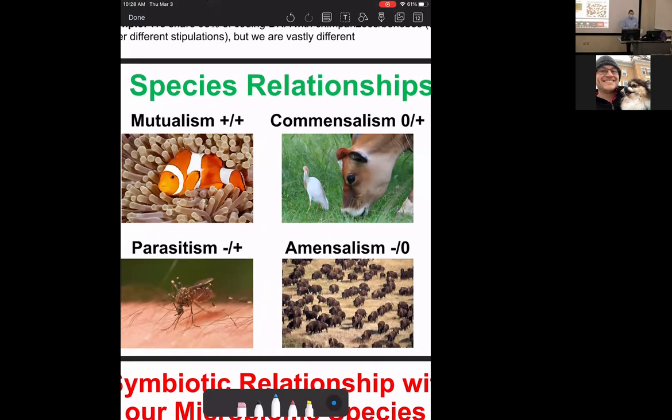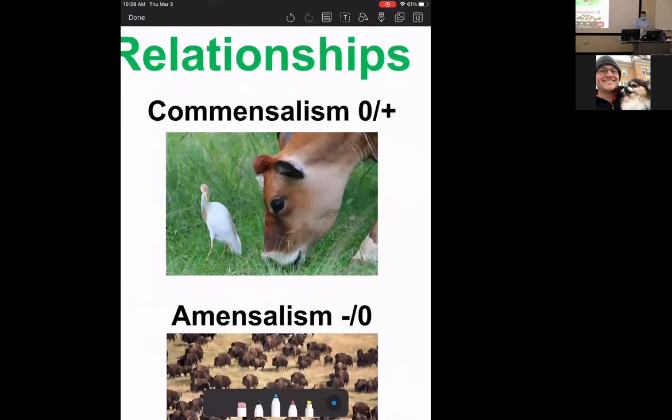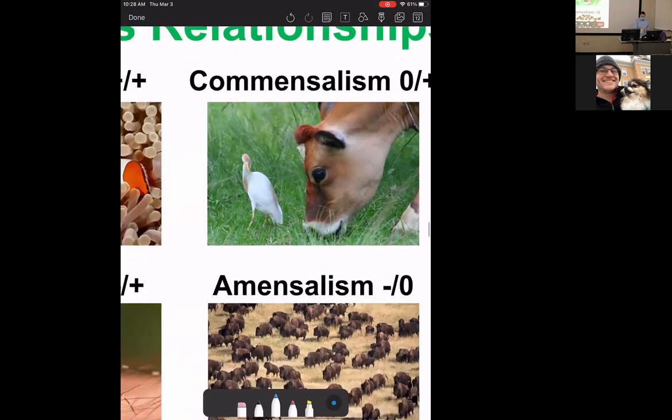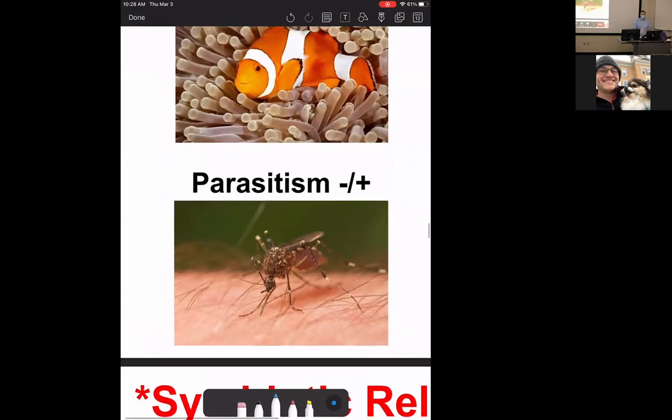So that's mutualism up in the upper left. We have some bacteria that are commensal, where the cow doesn't benefit here, but the little egret is going to get all the bugs that are bouncing up from the cow eating. And obviously bacteria do still cause disease. There are some microbiome species that if they get out of control, will have that negative effect on you.